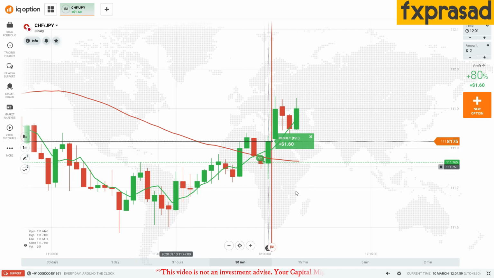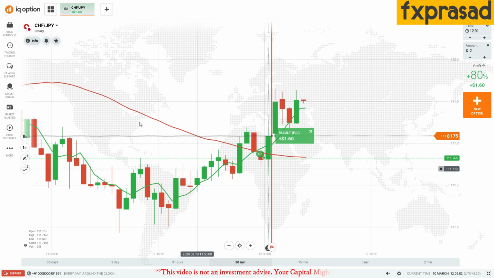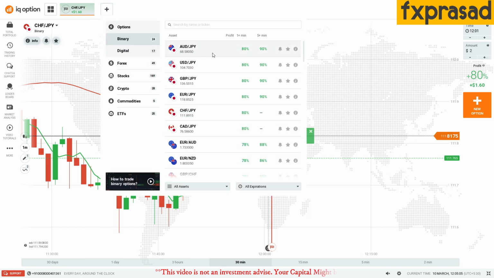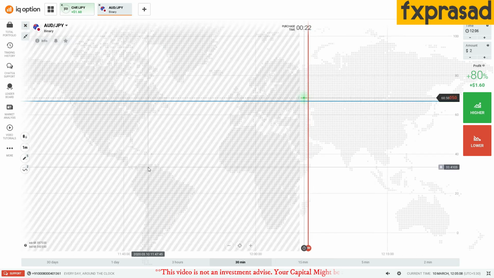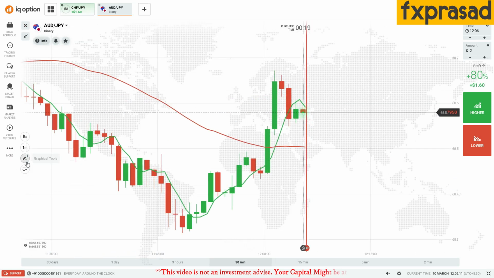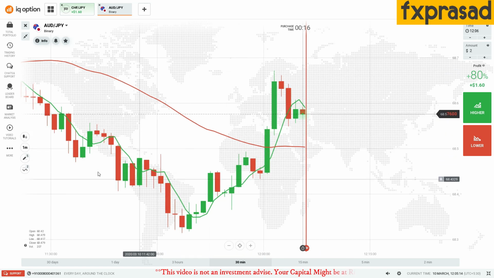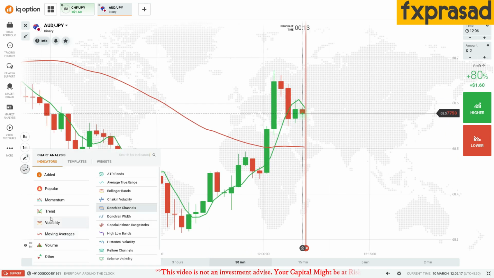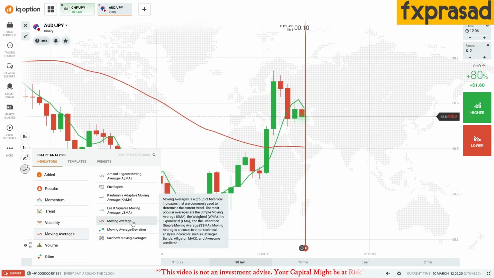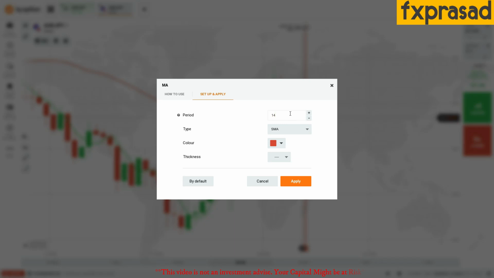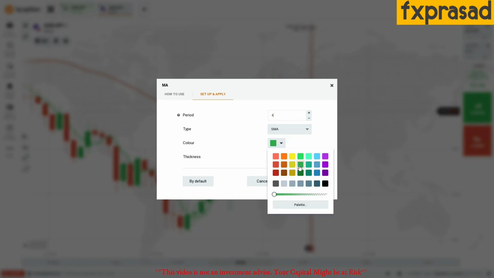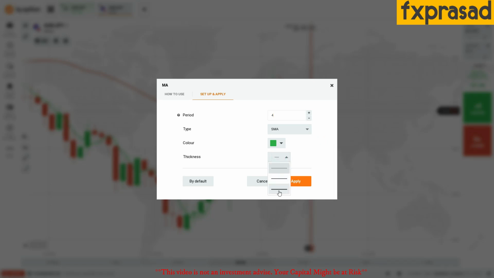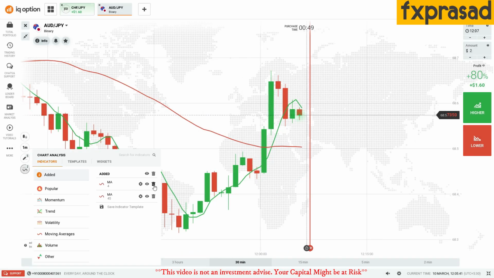Use moving average lines. The period of the moving average lines is as follows. Go for a moving average and again take a moving average. One period is 4, and take a color of green, whatever color you like. Use 4. Okay, I already used 4.